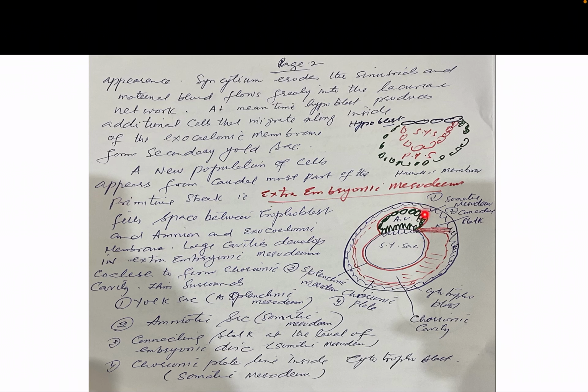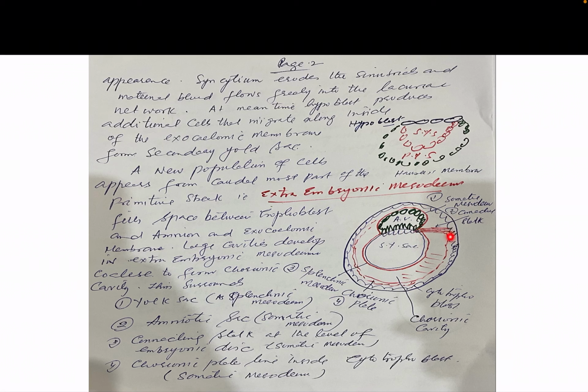The part of the extraembryonic mesoderm which is left, shown in red all around this amniotic sac, is also a layer of extraembryonic mesoderm left behind. That is the somatic mesoderm, as written over here, somatic mesoderm.